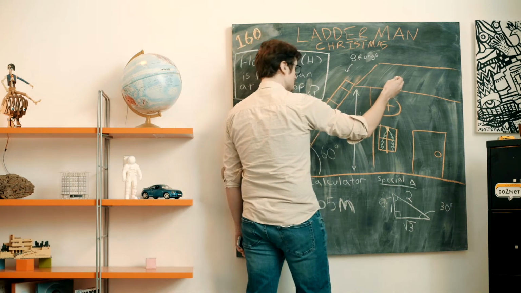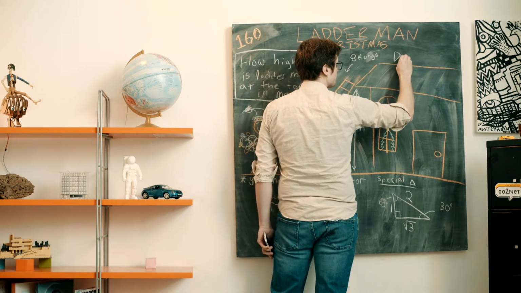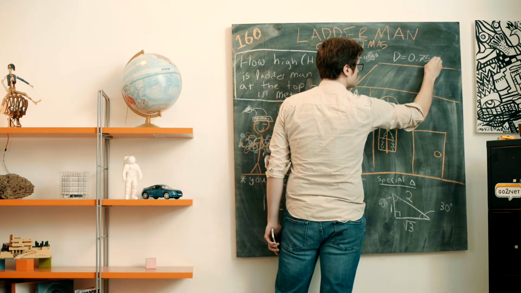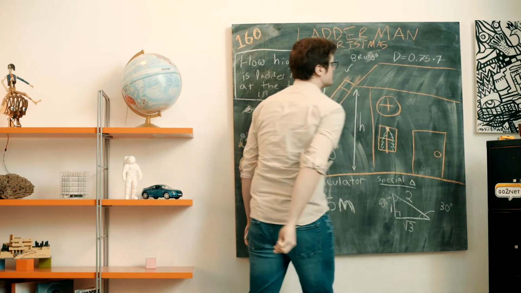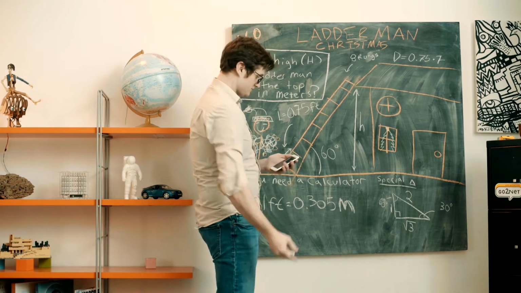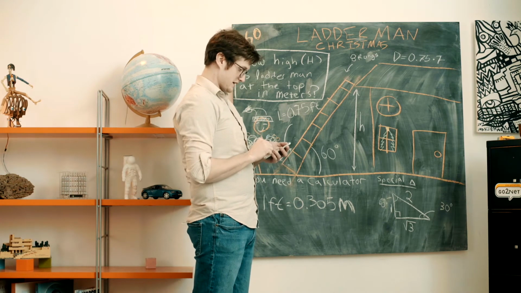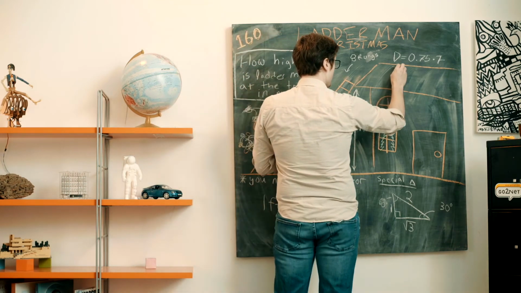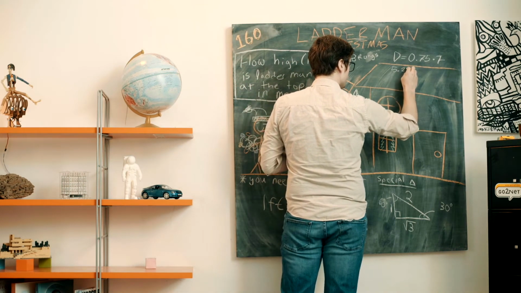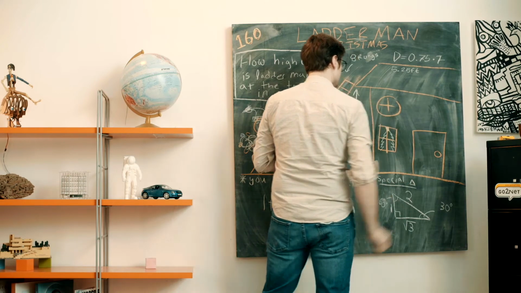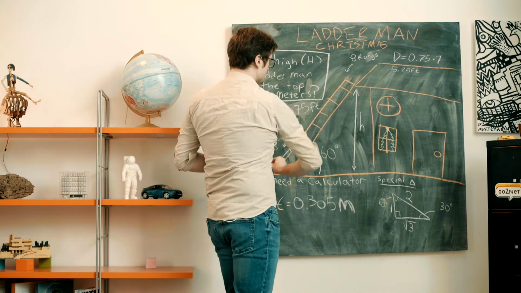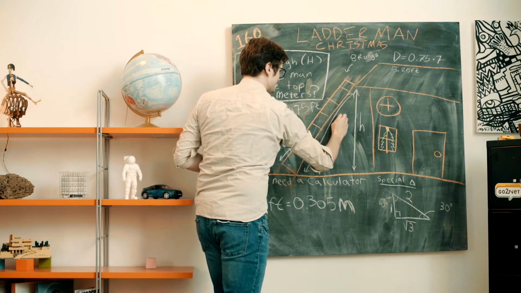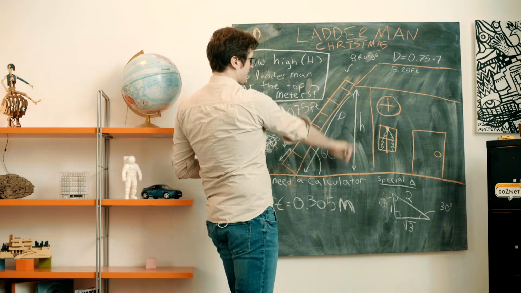So I'm going to denote this as D, and we're going to say D is equal to 0.75 times 7. It says here we need a calculator, and I'm going to use my calculator. 7 times 0.75, we end up with 5.25 feet. All right, so now we have this total length, D, and we need to figure out what the height is.